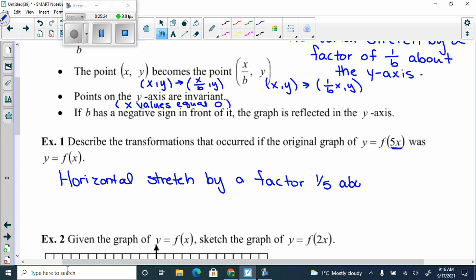About the y-axis because it's with the x. So it's about the opposite axis. So if it's with the variable, it's about the y-axis. It's going to affect the x's.